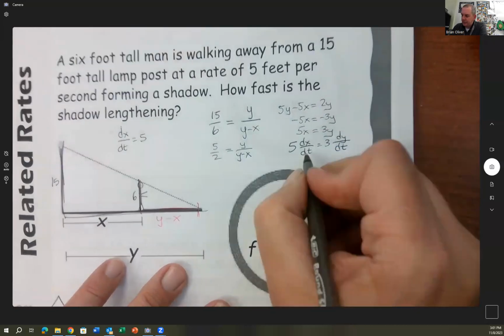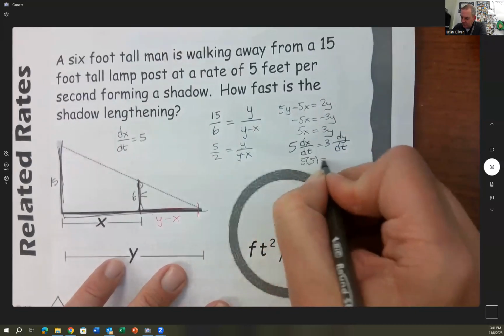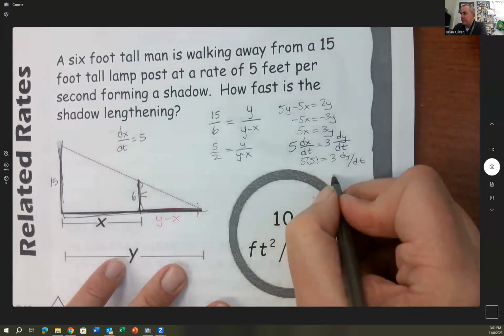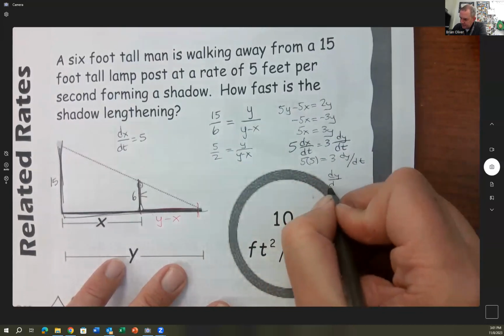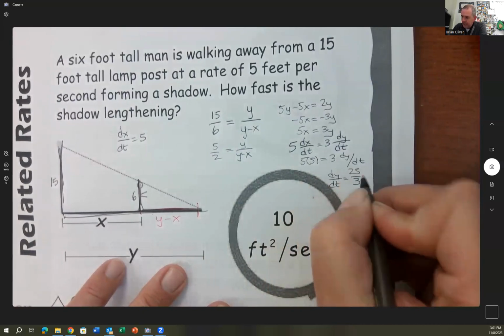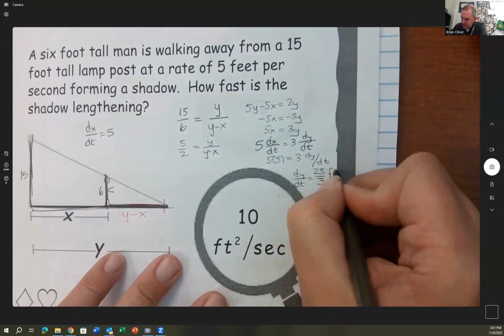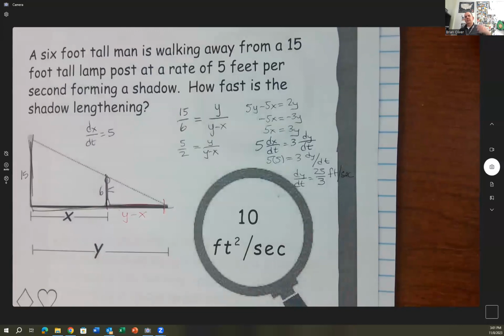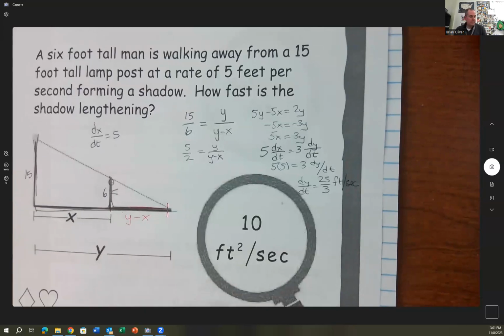Plug in that 5, so 5 times 5 equals 3 dy/dt. That's going to tell me that dy/dt equals 25 divided by 3. And it's going to be feet per second. And again, it's getting larger because theoretically, as you get further away, your shadow gets longer. So that's the answer to that one. That's the answer to number 15.